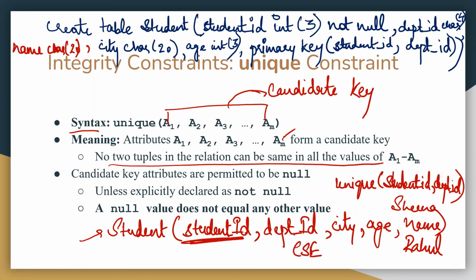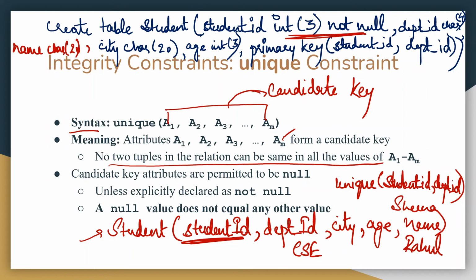Now, candidate key attributes are permitted to be null. That we all know, right? Candidate key attributes should be unique, but they are permitted to be null until and unless we explicitly state that as not null, as I just did in this case.